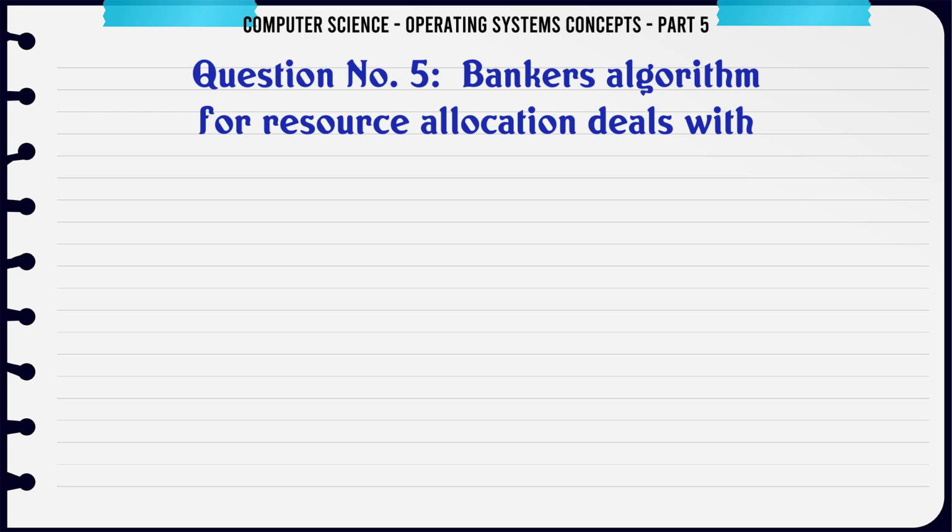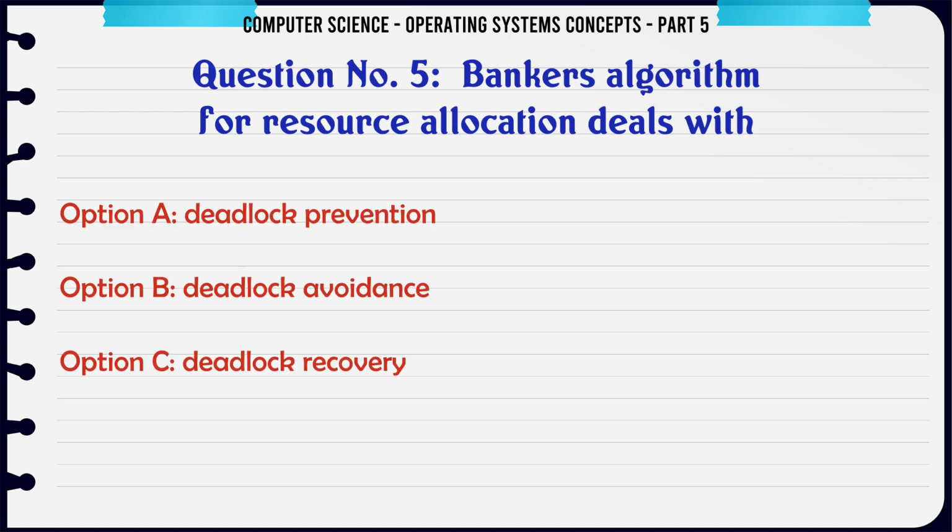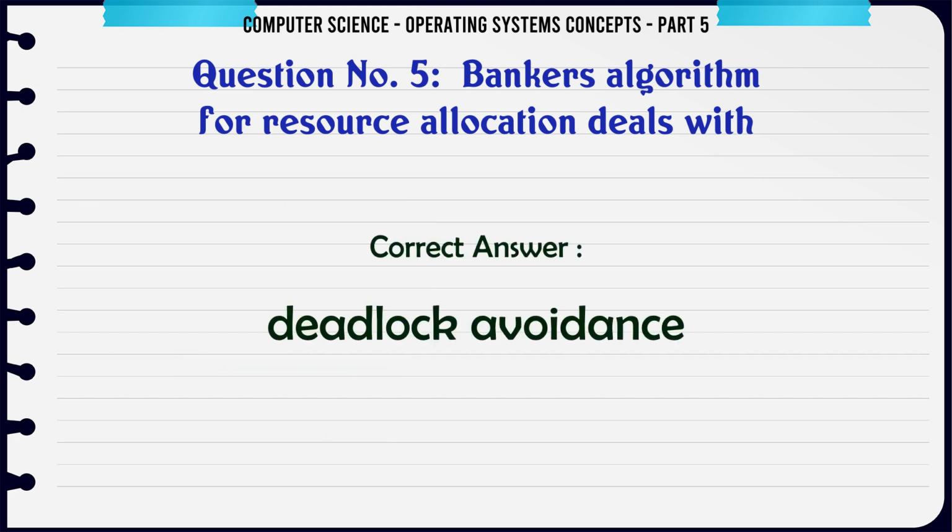Banker's algorithm for resource allocation deals with: A. Deadlock prevention. B. Deadlock avoidance. C. Deadlock recovery. D. Mutual exclusion. The correct answer is deadlock avoidance.